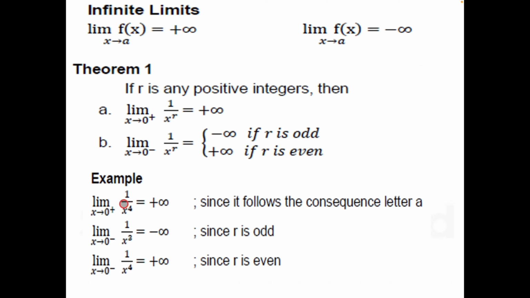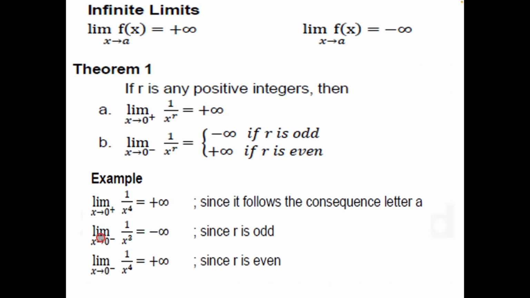Example, we have here the limit of 1 over x to the 4 as x approaches 0 to the positive. So this will be a positive infinity kasi it follows the consequence letter A. So yan. Kung positive, ito yung ating batayan, which is 0 to the positive, this is a positive infinity.